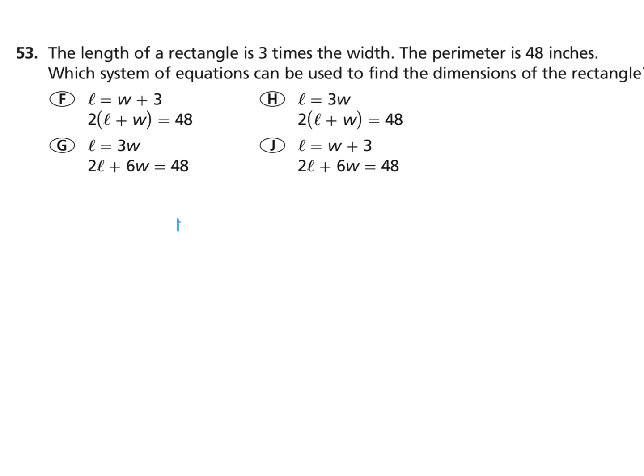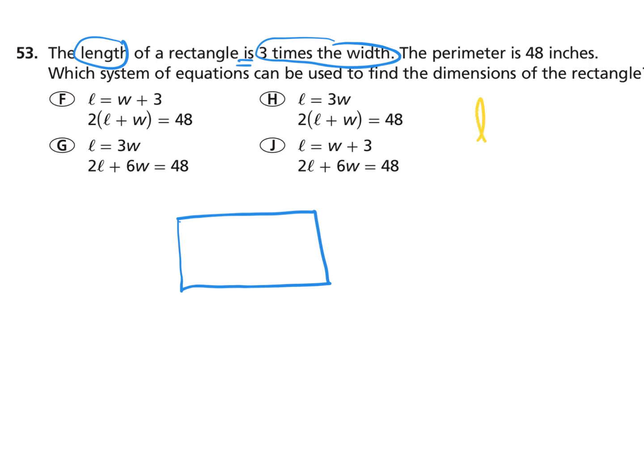Number 53, start by drawing a rectangle. The length is 3 times the width. Let's write that out. The length is 3 times the width. Not 3 plus the width. 3 times the width. So it's either G or H.